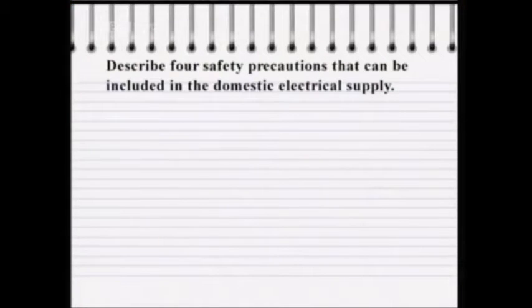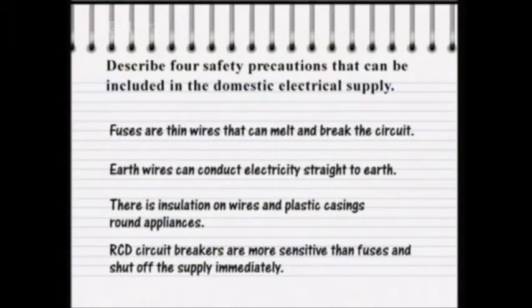Describe 4 safety features that can be used in domestic mains electricity supplies. The safety features you should have noted are fuses, which are thin wires that get hot, melt and break the circuit if too much electricity flows through them. Earth wires that conduct electricity straight to earth if there's a fault in the appliance.